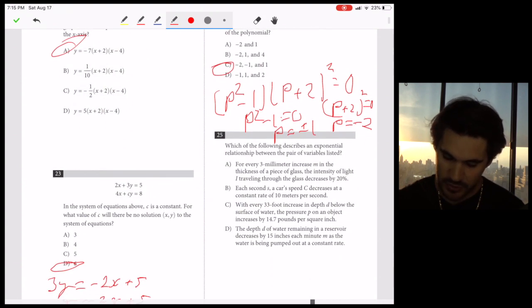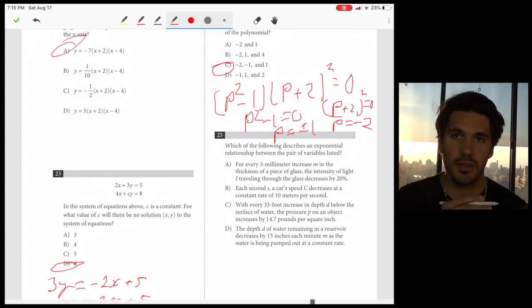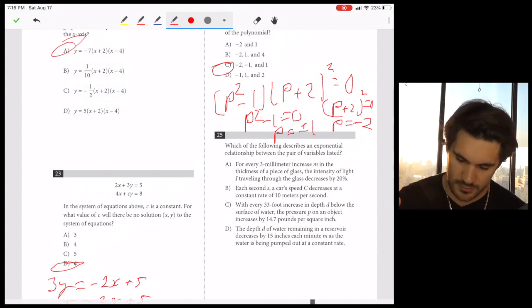Number 25, which of the following describes an exponential relationship between the pair of variables listed? So exponential relationship just means that the rate of change keeps increasing. So you don't keep adding 1 every time. Like y doesn't keep increasing by 1 every time x increases by 1, for example. It doesn't keep increasing at a constant rate. It increases at an increasing rate.